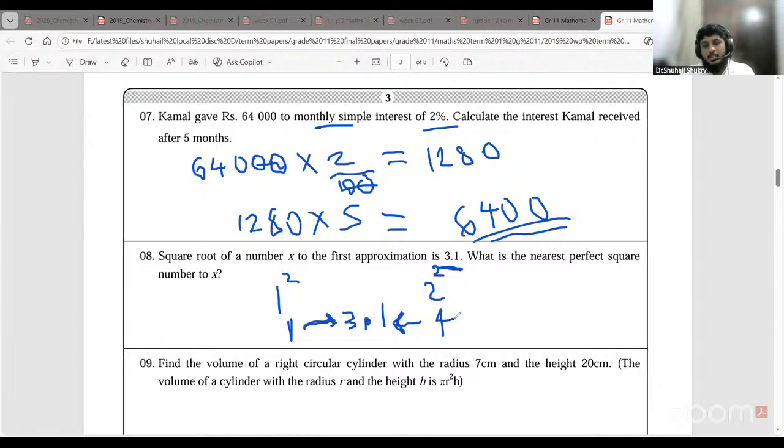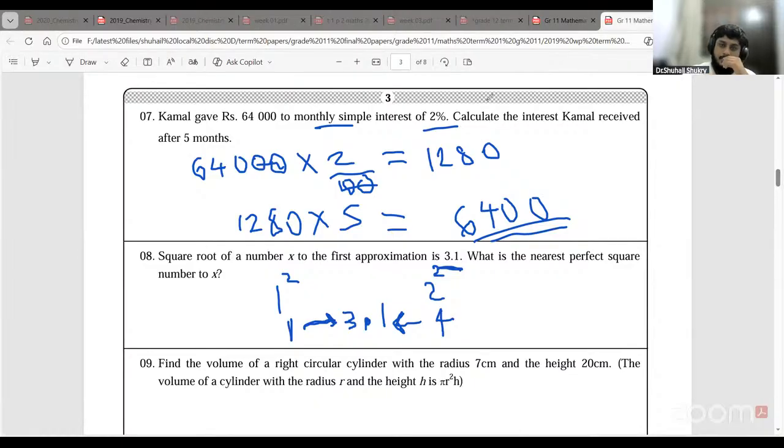What is the nearest perfect square number to x? Now, which one is the nearest perfect number, 1 or 4? Which one is the nearest number, 1 or 4? You can reply. Which one is the closest value for 3.1? The answer is 4, right? So the nearest perfect square number is 4.